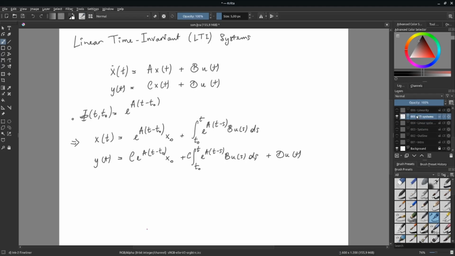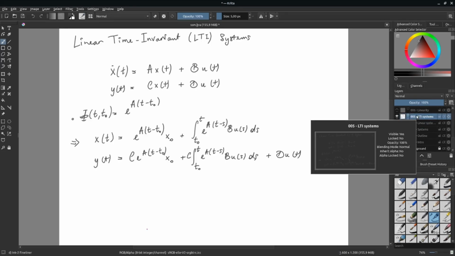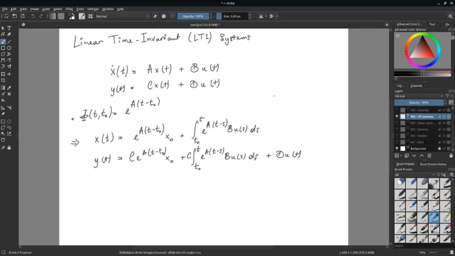So the most straightforward assumption and simplification we can make is simply to assume that A, B, and so on do not depend on time, so they are constant. That gives you linear time invariant systems, also called LTI systems. And they look like this. And in this case, we can actually explicitly write this phi of t, t0.